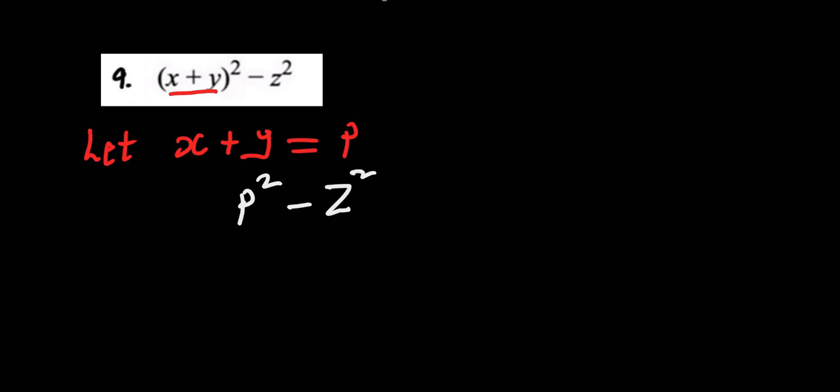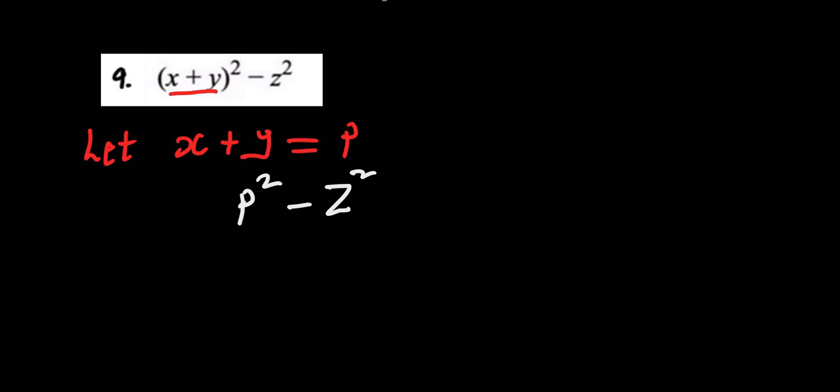All right, question number 9. To solve this problem, first we are going to assign a value to the content of the parentheses, x plus y. Let x plus y be equal to p. Let's just use p to represent that. So this will become p squared minus z squared.